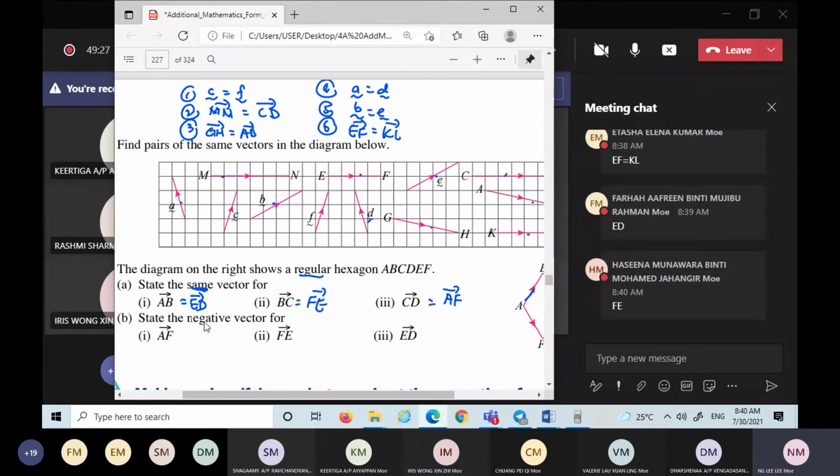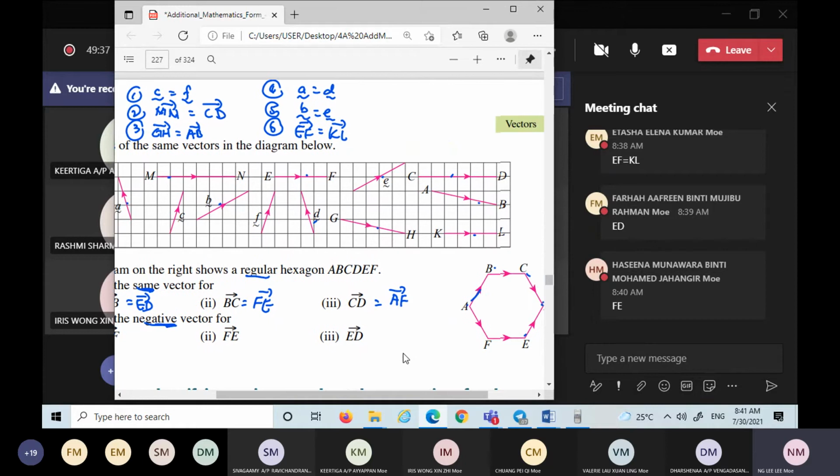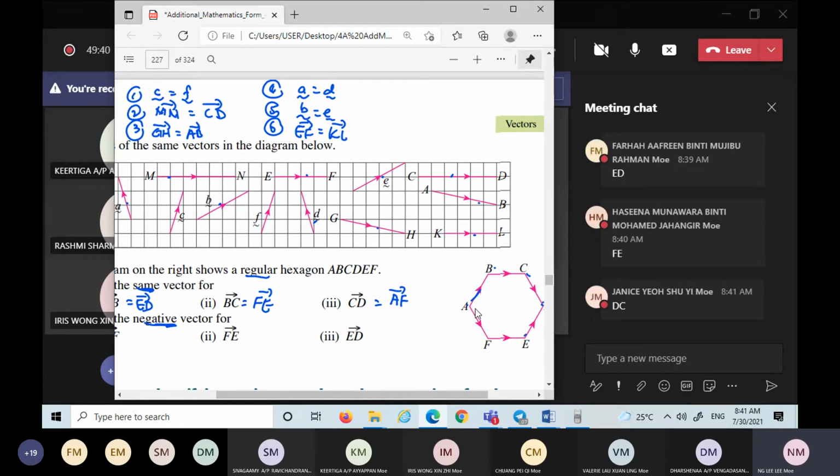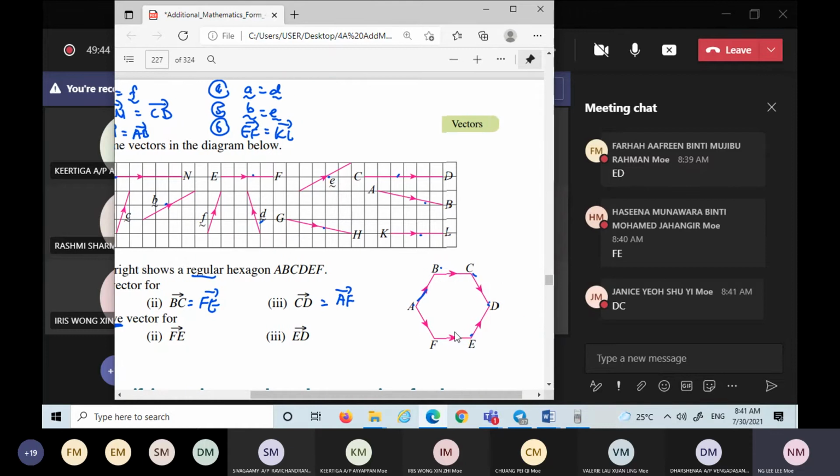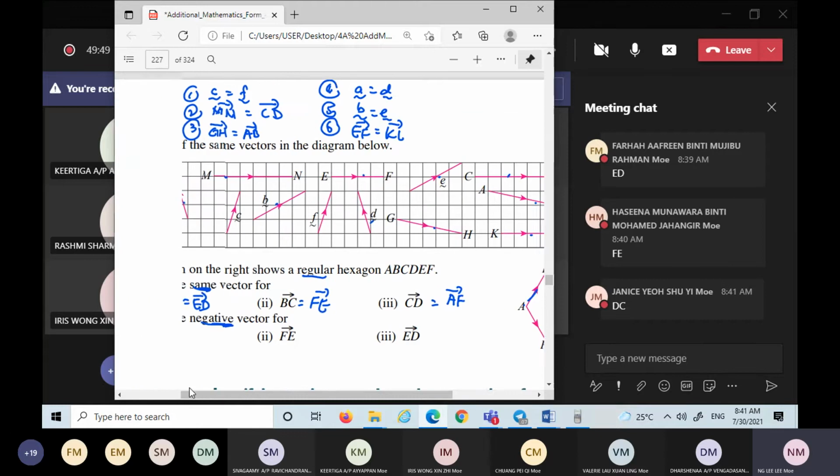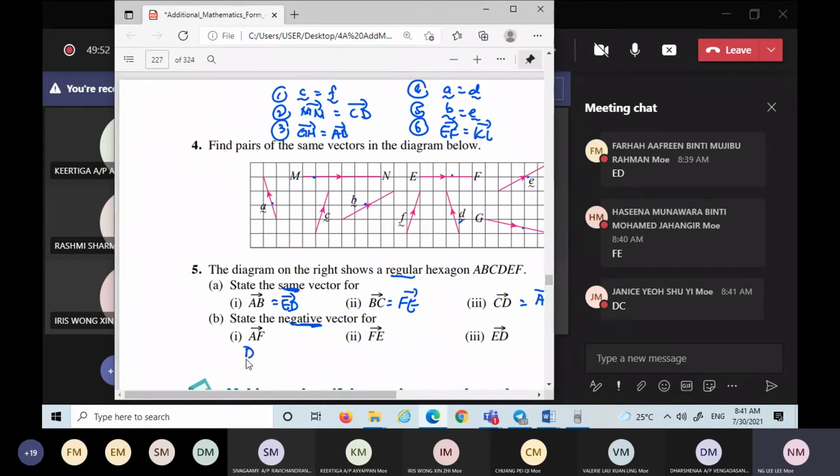This one, they want the negative vector. Which one is the negative vector of AF? It means it has a different direction from AF. So this one you don't put equal. The same direction as AF is CD, so reverse it: DC. Very good, Janice. DC. This one you don't put equal, because this is the negative vector of AF.